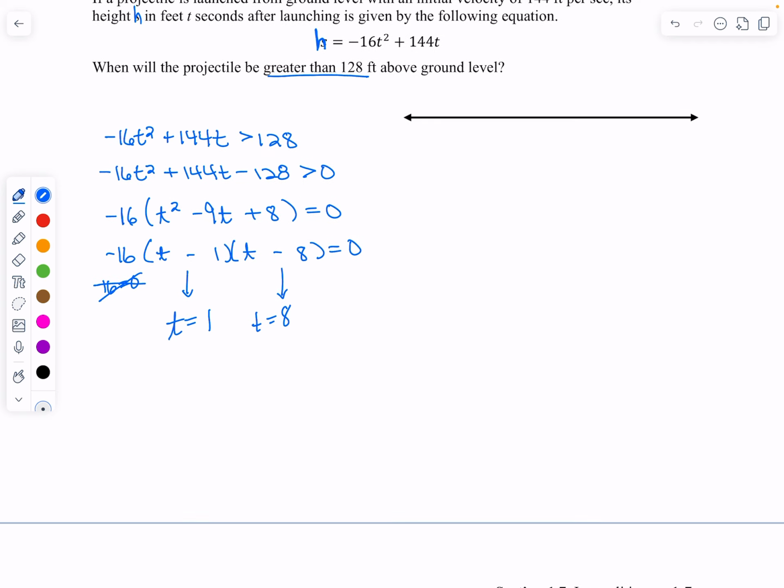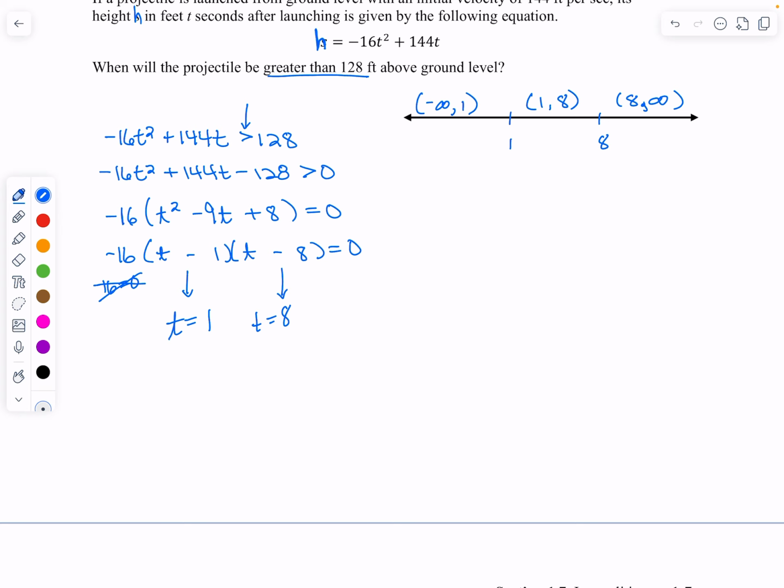Since we're dealing with an inequality, right? I put those on my chart, on my positive negative chart. I'm now going to write my interval notation. So anything to the left of 1 is negative infinity to 1. In between is what? 1 to 8. And then to the right-hand side is 8 to forever.